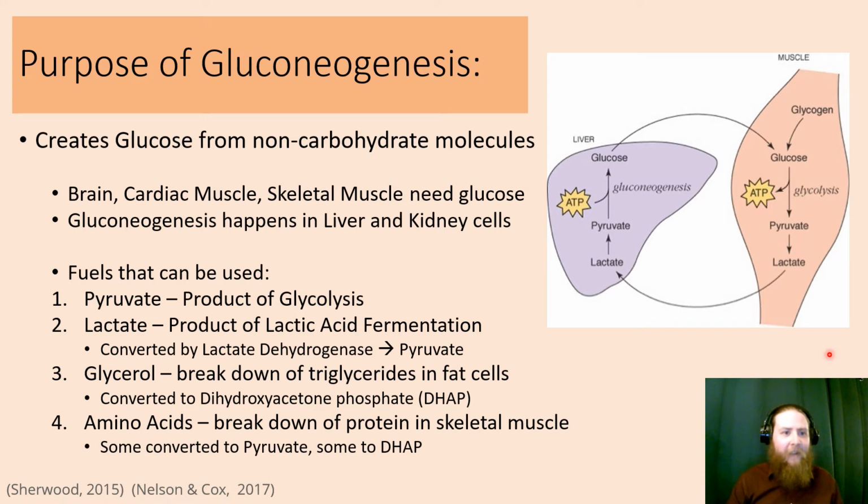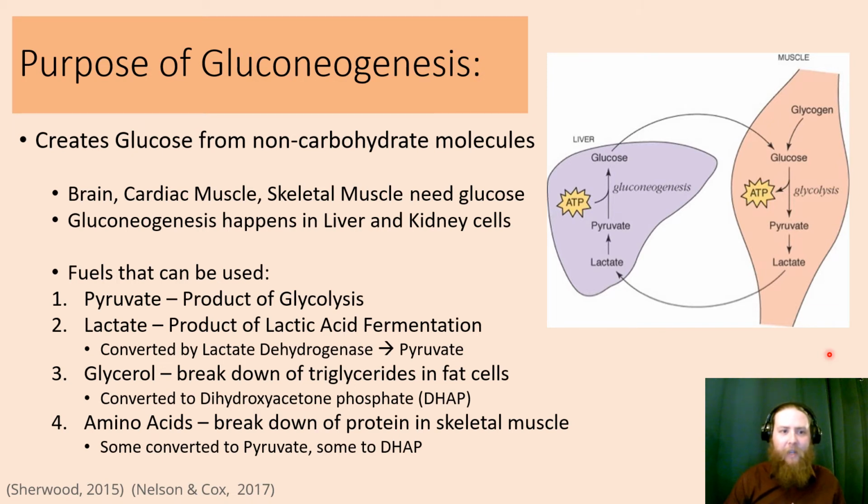The second is lactate, and this is from lactic acid fermentation. When you go through really strenuous exercise and you have this lactic acid buildup, your body wants to recycle as much of that material as possible and turn that into energy for you. You don't want to lose molecules. It's hard to get them in. You only eat so many times a day. So this lactate produced by lactic acid fermentation is converted by an enzyme called lactate dehydrogenase back to pyruvate, and then it can go through this process of gluconeogenesis.